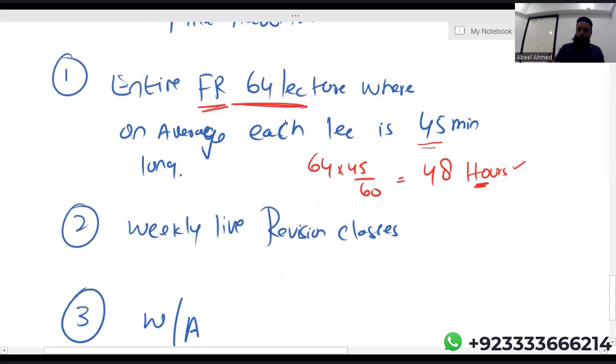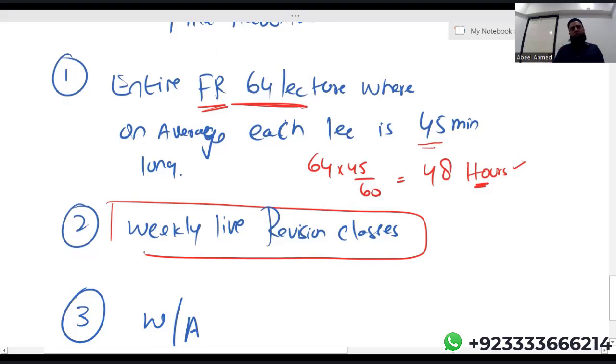Second, weekly live revision classes, which we will take from the coming week. Now, what is the objective of weekly live revision classes? Number one, before the weekly live revision class, the topic will be shared with the students, so that you have a clear idea what topic exactly we are going to discuss.